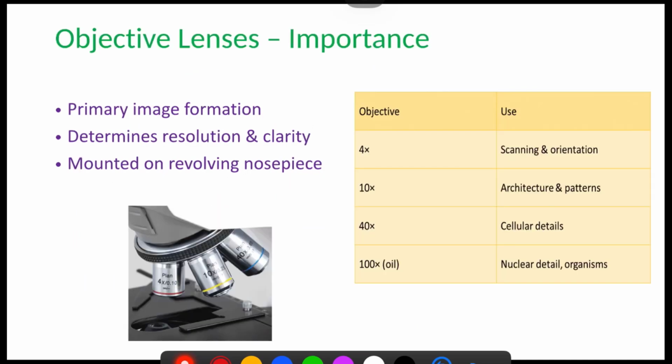Now objective lenses, a very important part of the microscope. The role of objective lenses is primary image formation. They determine resolution and clarity and are mounted on the nosepiece. The commonly used objectives are 4x, 10x, 40x and 100x. You all know 4x is for scanning and orientation, 10x for architecture and pattern, 40x for cellular details and 100x for nuclear details as well as for organisms.